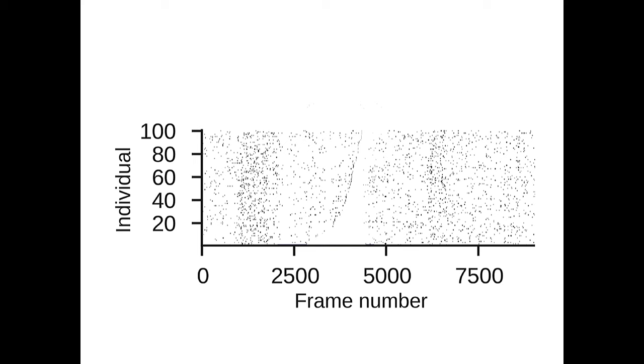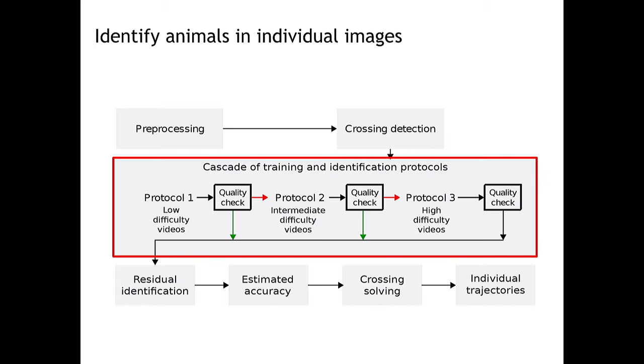Okay. Now what we need is to identify all the animals in between. And as I was telling you before, the way we do it is by carefully adding images to our training data set. Let's start with the first part, which already would work for simple videos. For more complex videos, it jumps into a new protocol, and for the super complicated ones, which I never want to be in, protocol 3.